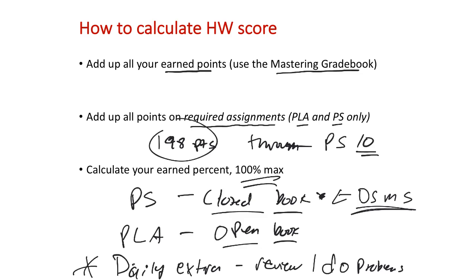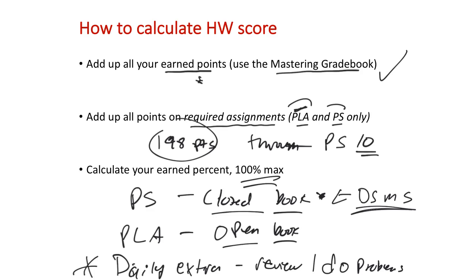Okay, so to wrap up, to calculate your homework score, just look up your total earned points, divide by 198 right now through problem set 10. If you want to figure this out at some other point in the semester, just go through and see how many points were available in the pre-lectures and the problem sets, add them up, and then that's the total that you need to earn for that 100% grade. And then just be aware that you should use the Mastering gradebook, not the Carmen gradebook here. There are some errors right now in the Carmen gradebook.